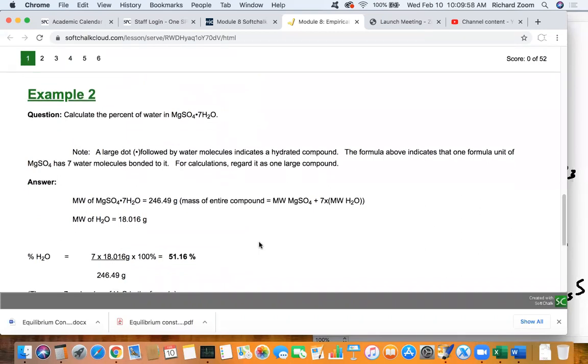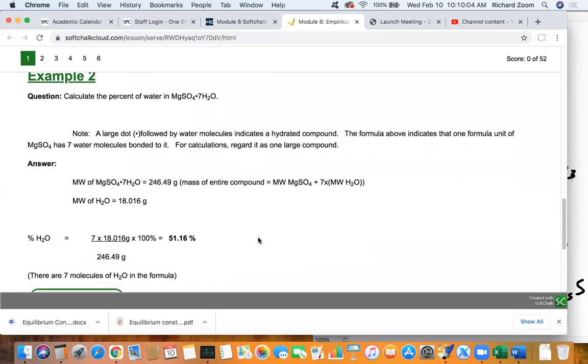We can calculate a percentage of water as well, and this is something you're doing in the lab. If you have the total mass of MgSO4·7H2O, which is the molecular weight of MgSO4 plus 7 times the molecular weight of water, we know what the molecular weight of water is as well, 18.016 grams. So you've got to make sure that what goes on the bottom here is not just the MgSO4, it's the whole thing that includes the water. And then to get the percentage, it's 7 times the water over the entire mass of MgSO4·7H2O multiplied by 100%. You'll be doing this in the lab too. Does anybody have any questions?